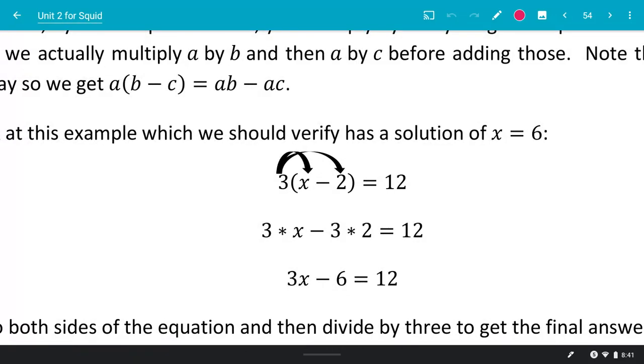And I like how this one did it. 3 times x is 3x. 3 times negative 2 is negative 6. And then we would solve it per normal, right? Which would be what?